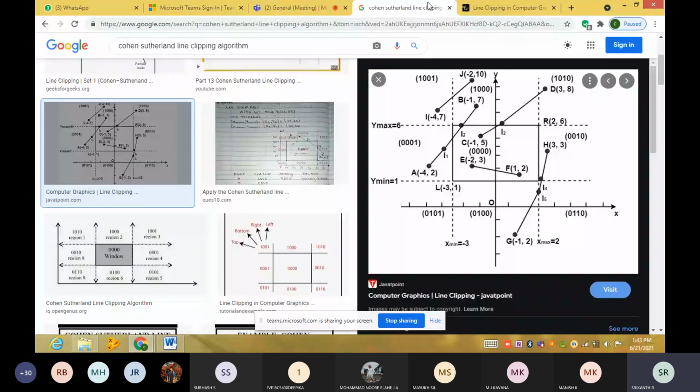You go through this one. I'm not in a hurry. A and B. A is at position 0001, B is at 1000. Will you get all zeros or will you get any bit as 1?